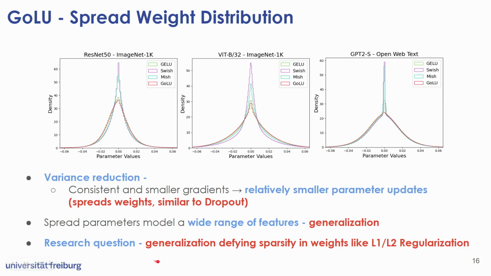And this further opens a new research question in the community, because in the past, we all had a notion that L1, L2 regularization helped us create a state of generalization in the model. But then L1, L2 regularization always induced sparsity in the weights. So this opens a new dimension in the space of the machine learning community.